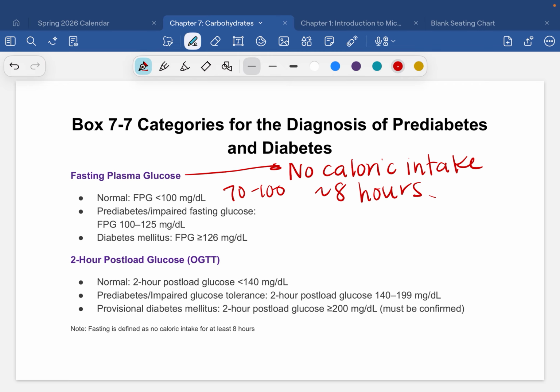Prediabetes or impaired fasting glucose is a fasting plasma glucose between 100 and 125. Okay? So if you go in and your fasting plasma glucose is 115, a lot of times your doctor will say your blood glucose metabolism is altered, you're pre-diabetic, this is your time to change your diet, things like that, and hopefully that'll help reverse it. But you will be diagnosed with diabetes if your fasting plasma glucose is over 126. Okay, and you do have to remember that number in specific.